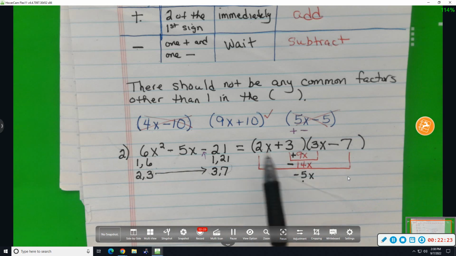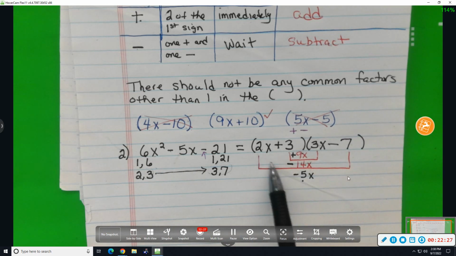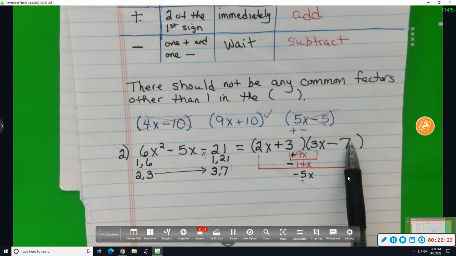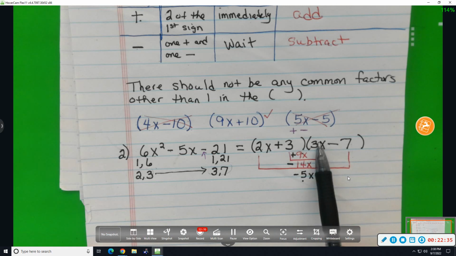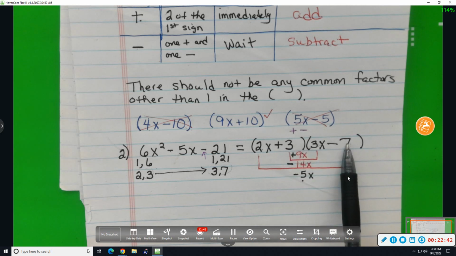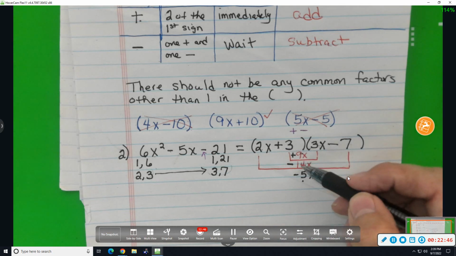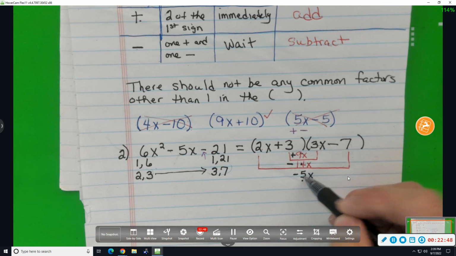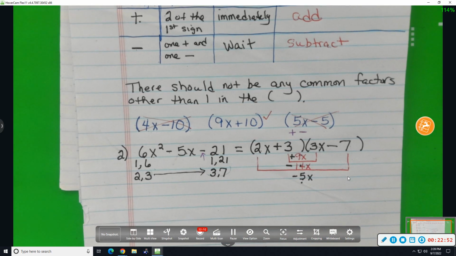So first, outer, that's this big red mark. 2x times negative 7 is a negative 14x. Inner, 3 times 3x is a positive 9x. And then 3 times negative 7 is a negative 21. Does 9x minus 14x give me a negative 5x? Yeah. Okay.